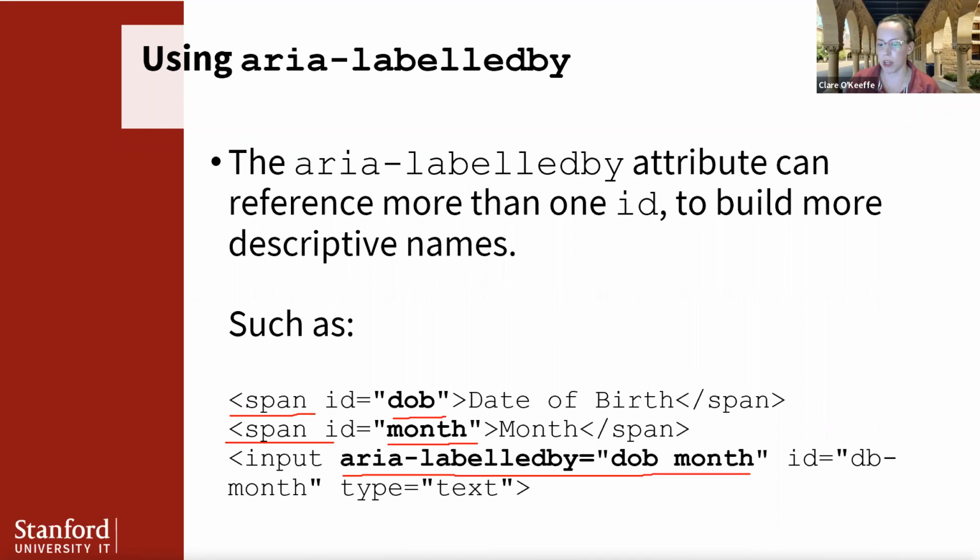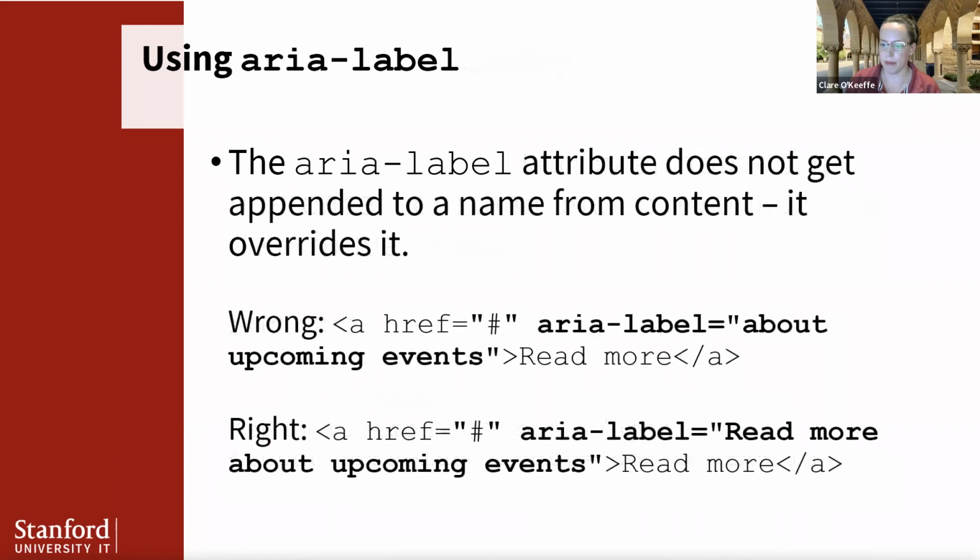So now the text input will be labeled date of birth, month. And something to keep in mind, which some people who are new to using aria-label are not aware of, is that aria-label does not get appended to the inner text of something. So we have a link here that says read more. Now you can't use aria-label to just add information after read more. You can't use it to add about upcoming events to that. The aria-label will fully overtake the inner text content.